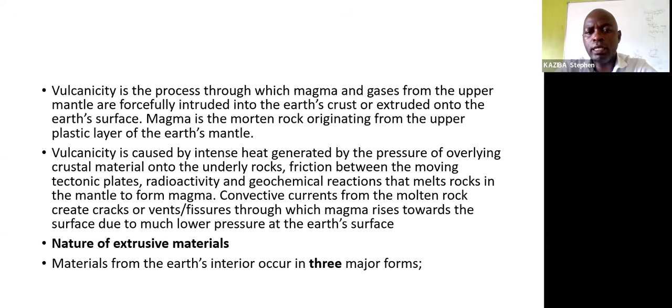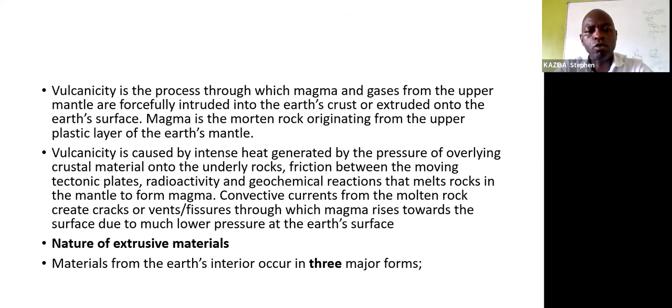extrusive volcanicity as a process through which molten material and gases from the Earth's mantle are forcefully extruded onto the Earth's surface. So they come out onto the Earth's surface. Once that material is still inside, it is called magma. But once it is extruded onto the Earth's surface, it changes the name to lava.